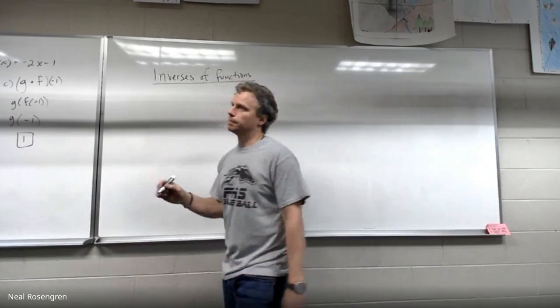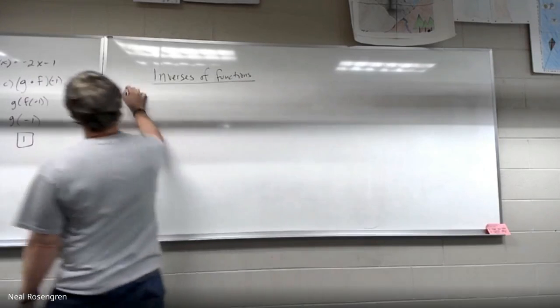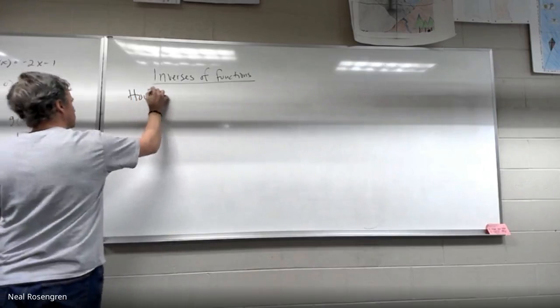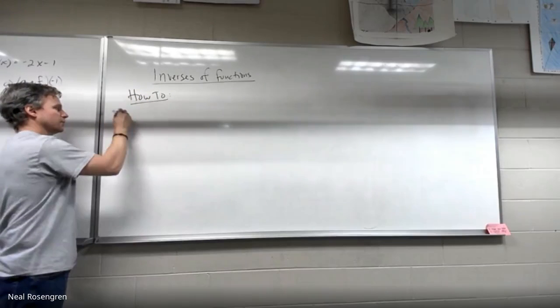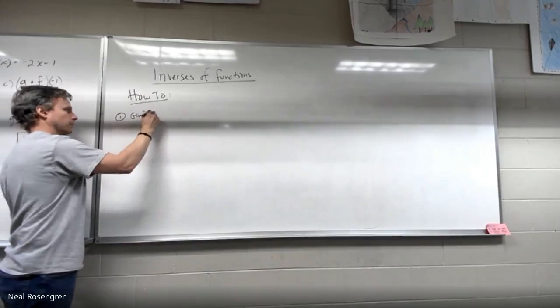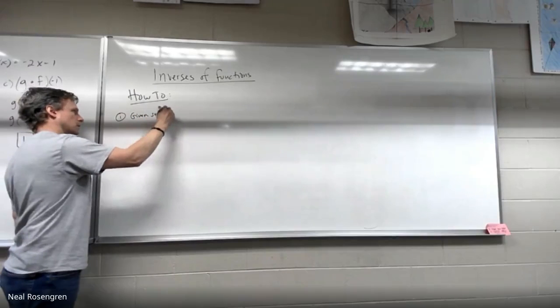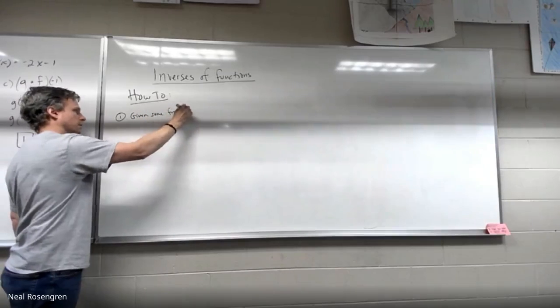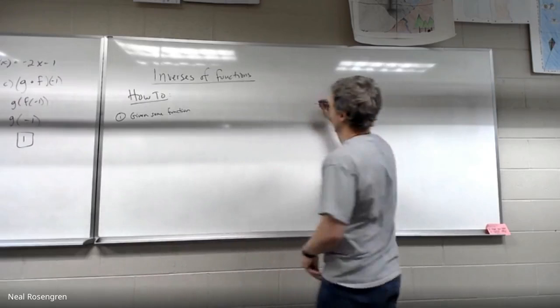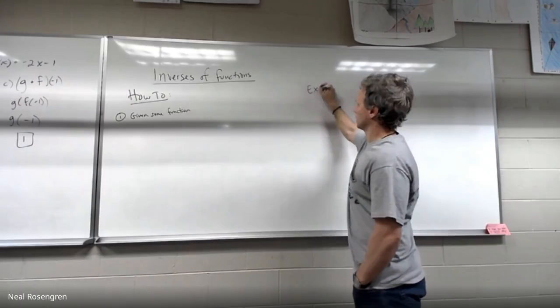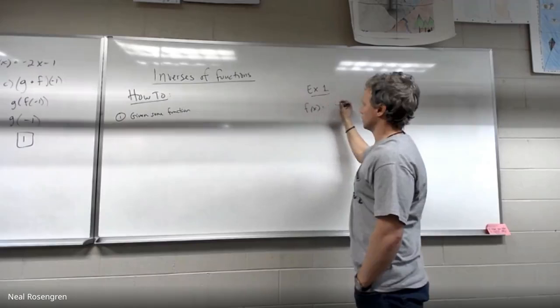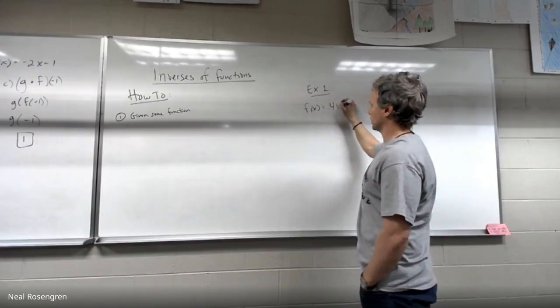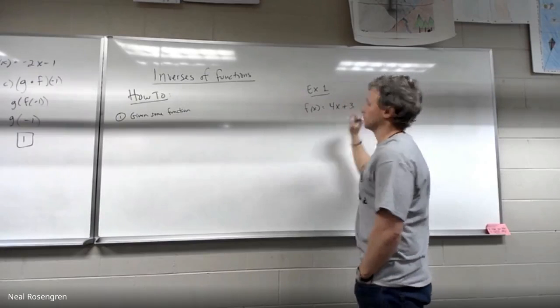So here's the process. Here's how to do it. We're going to be given some function. Let's look at an example over here. Call it example 1. f of x equals, I don't know, 4x plus 3. Let's make it up.